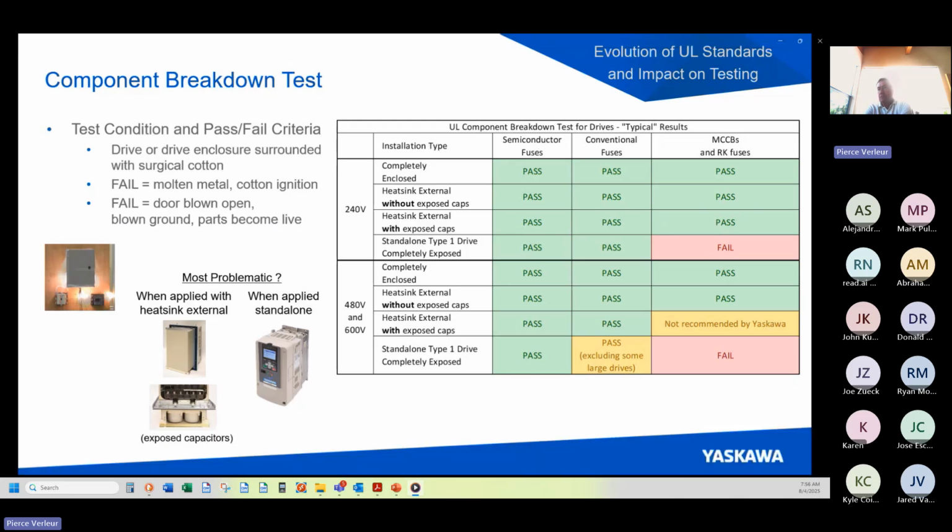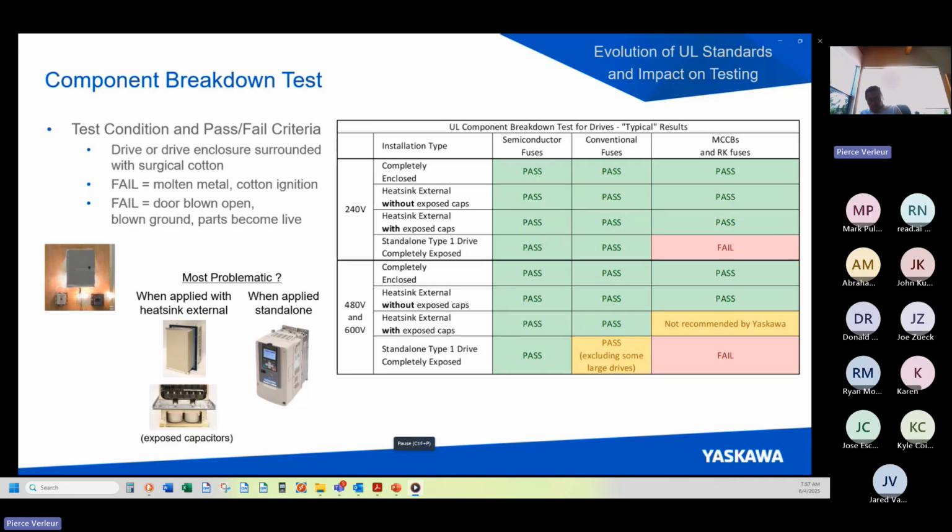On the 480 volt and 600 volt class drives, notice that for the case of external heatsink for drives with exposed capacitors, that's the yellow cell in the rightmost column, Yaskawa does not recommend circuit breakers or RK fuses for protection. That's because we know the test result would not be good. For the new GA800 and GA500, our instructions do not prohibit it, but we still do not recommend it.